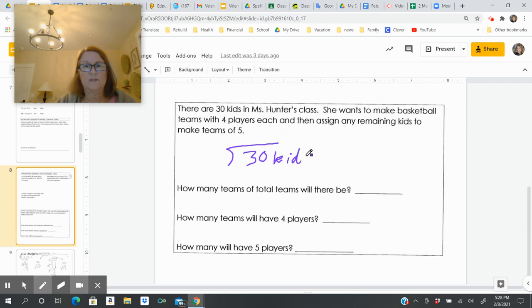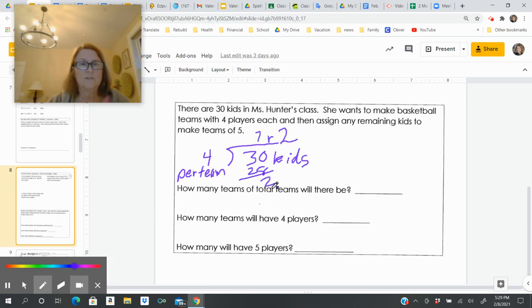30 kids, and I am dividing them up into teams of 4 players. So 4 per team. Will you please do that math right now? And write your answer, what you get, on top here, and then we're going to talk about these questions. Okay, did you get 7 remainder 2? That should have been your answer.